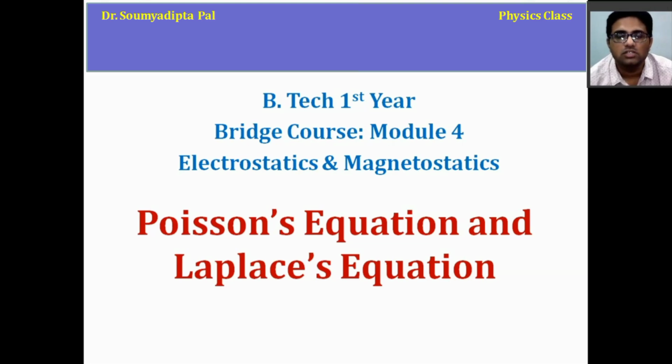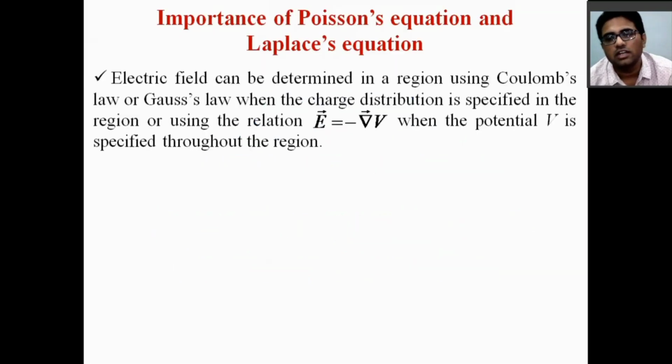In the last lecture, we discussed the choice of reference point for finding the electric potential. Today, we will discuss the importance of Poisson's equation and Laplace equation in electrostatics. In the study of electrostatics, our motto is to find the electric field and electric potential in a region, right?